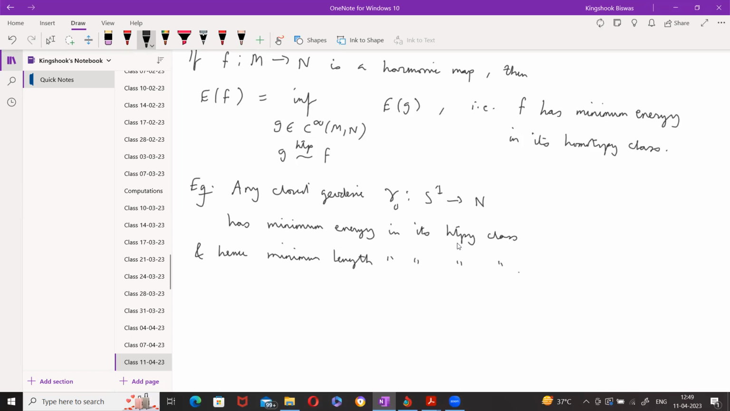Yeah, because remember, for any gamma from S1, which I think of as [0,1] modulo identifications, where you identify 0 to 1, what is the length of gamma squared? This is the integral from 0 to 1 of norm.